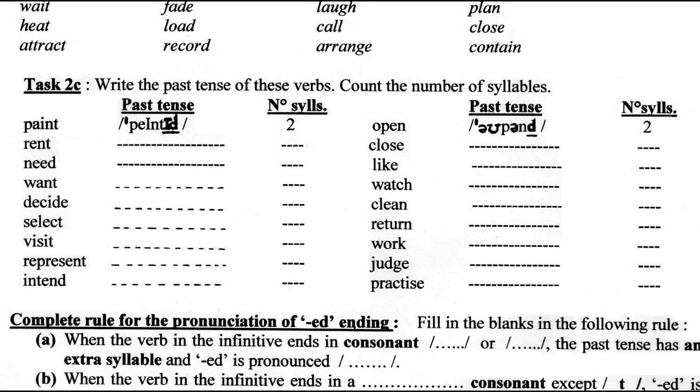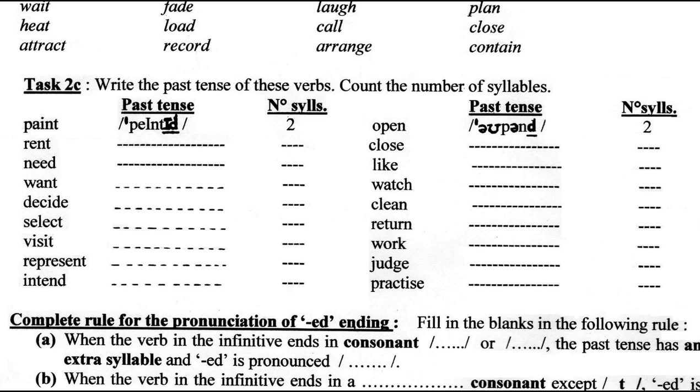Next verb is the verb work. In the past, it is worked. And it has only one syllable, and the ed is pronounced t. The next verb is the verb judge. In the past, it is judged.